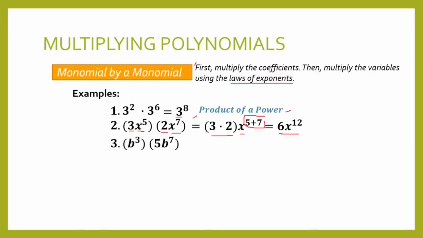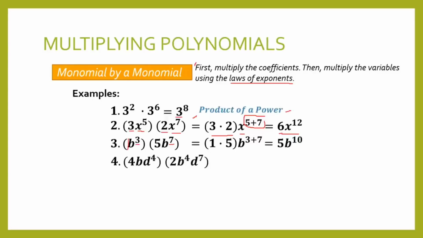For example 3, we have b cubed times 5b raised to 7. So the numerical coefficient of our multiplicand is 1. So we have there 1 times 5. And then we have b raised to 3 plus 7. Since in our multiplicand, the exponent is 3, and in the multiplier, the exponent of b is 7. When we solve that, the final answer is 5b raised to 10.